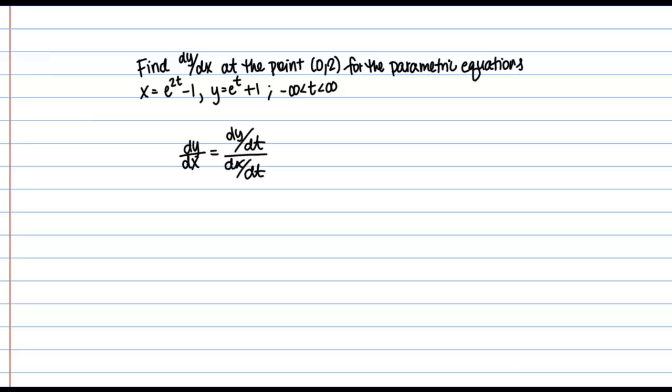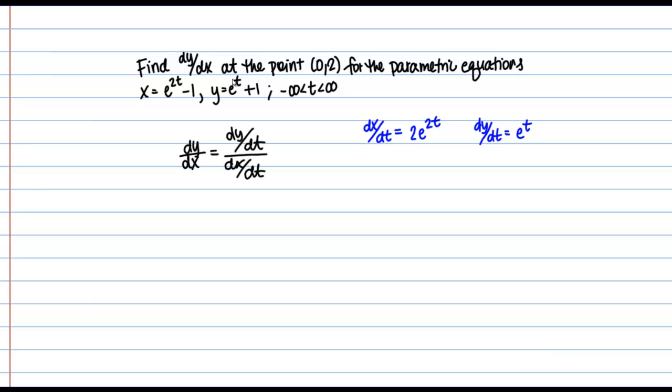So then we need to actually compute dx/dt and dy/dt to continue. So let's start by doing that. dx/dt is just going to be the derivative of this x expression with respect to t. So the derivative of e^(2t) is 2e^(2t), and then minus 0, of course. And then dy/dt is just going to give me e^t if I take the derivative of this expression, e^t + 1.